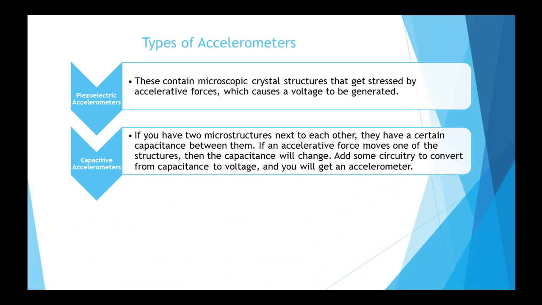Capacitive accelerometers. If you have two microstructures next to each other, they have a certain capacitance between them. If an accelerative force moves one of the structures, then the capacitance will change. Add some circuitry to convert from capacitance to voltage and you will get an accelerometer.